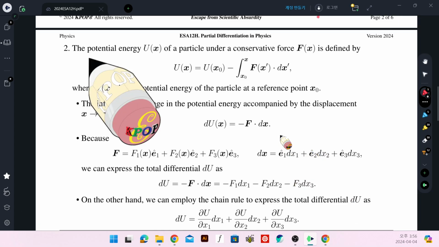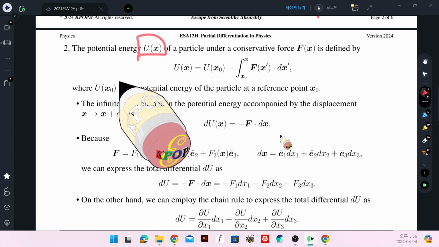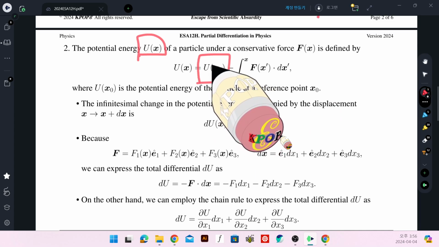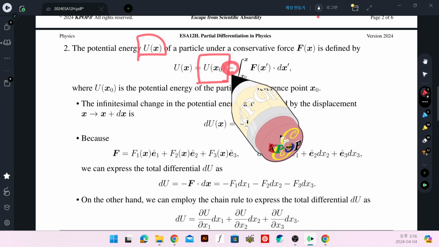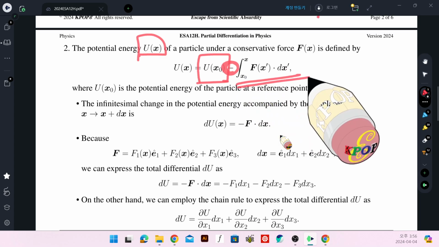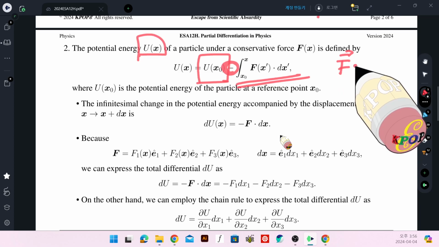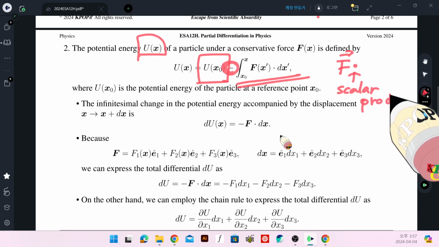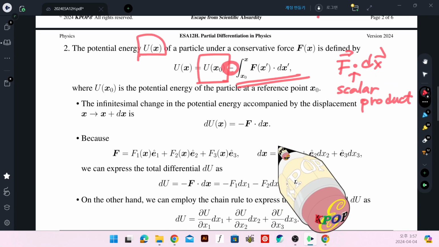Next, we consider the potential energy. Potential energy U is defined by the value at a reference point that is called x0, subtracted by, please remember the negative sign, subtracted by an integral. This integral is force times, this is a scalar product, the infinitesimal displacement.